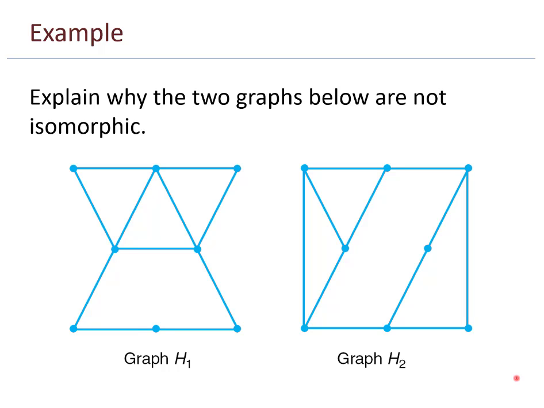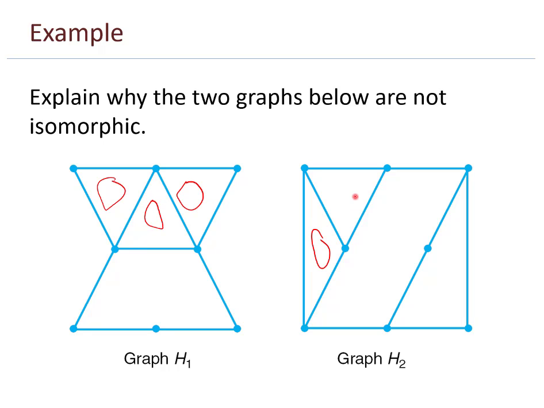You might want to pause the video and see if you can identify the difference. What is it that prevents one of them from being turned into the other? Alright, let me talk about some of the things that I observe. Well, first of all, they both have the same number of vertices. It looks like they each have 8 vertices. And on the left, it looks like I see some triangles. I see some cycles of length 3. There are 3 of those.